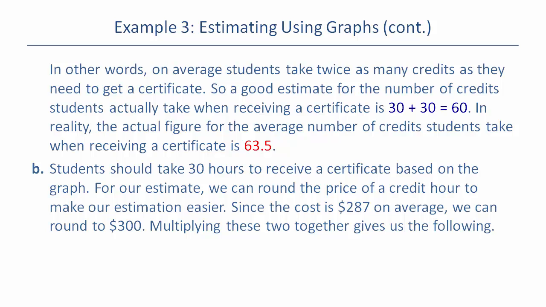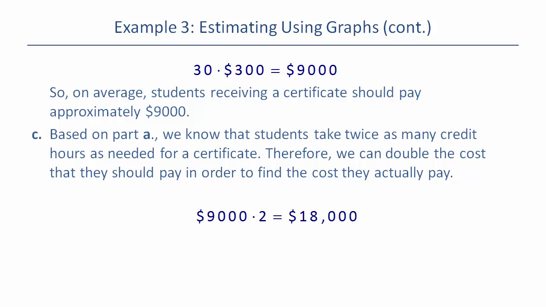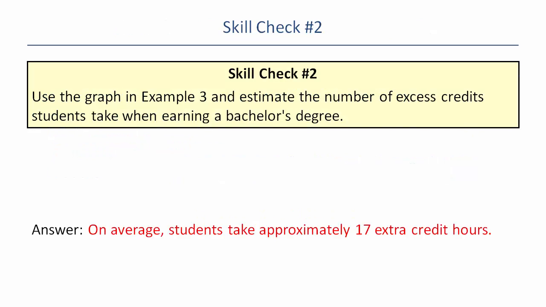If they take the 30 to get their degree and the cost is 287, but we round that to 300, we do 300 times 30, we get 9,000, so it should cost approximately 9,000 to get the certificate. But if they're a typical average student and they end up doing roughly 60 credits, then you double that and it's 18,000. All right, so that makes the math a lot easier. So we know roughly 9,000 is your minimum, 18,000 should be your maximum kind of thing.